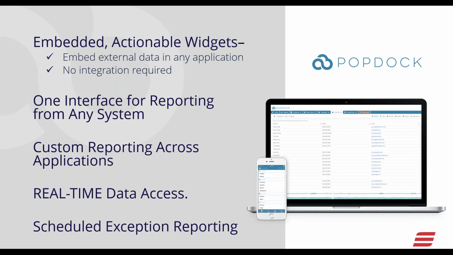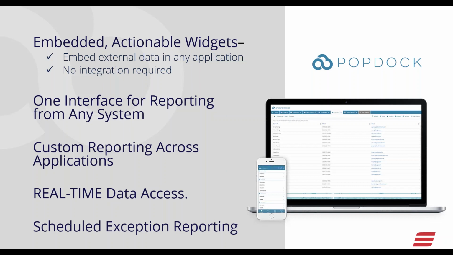5 most common benefits or features that a lot of our customers are utilizing are: 1, the embedded actionable widgets. That's something we'll definitely show today, how I can embed real-time Business Central data inside Salesforce, and vice versa. I can have one interface for reporting from any application. So I can utilize PopDoc to see my Salesforce data, my Business Central data, and every other system I'm using, whether that's an e-commerce system, help desk solutions, or credit card gateways, whatever it might be.